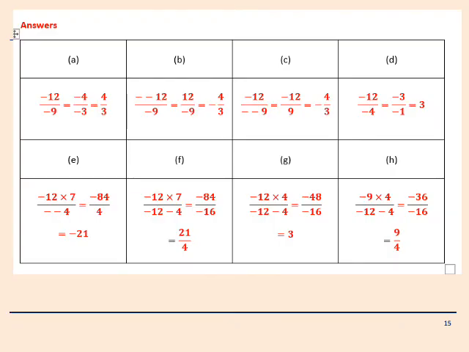And here are the final set of answers. So again, give yourselves a mark out of 8.